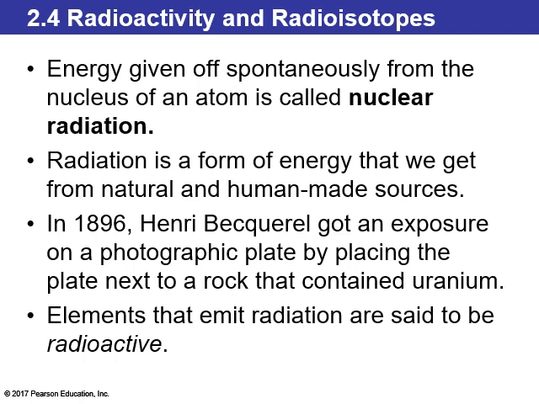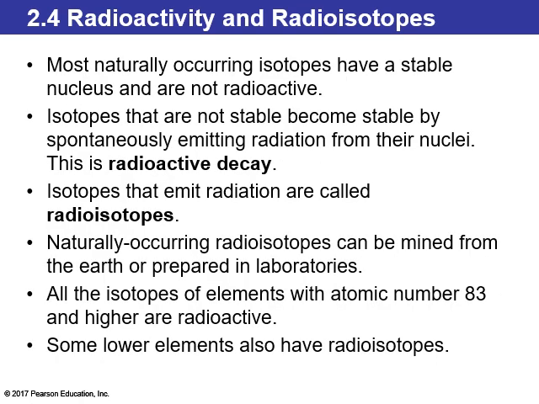In fact, in 1896, Henri Becquerel was one of the pioneers in nuclear radiation, but he got an exposure on a photographic plate by placing the plate next to a rock that contained uranium. So it's kind of an accidental discovery, as many things are in the sciences. So any element that can emit radiation is said to be called radioactive material. So we'll talk about what makes a material radioactive in just a second, and talk about how we balance radioactive equations. So here are some facts about radioactivity and radioisotopes.